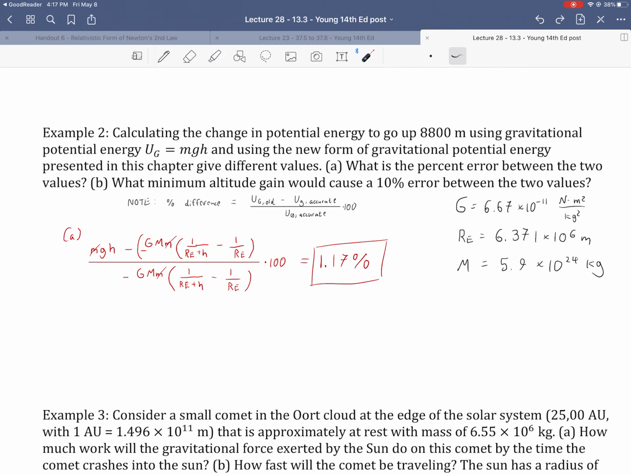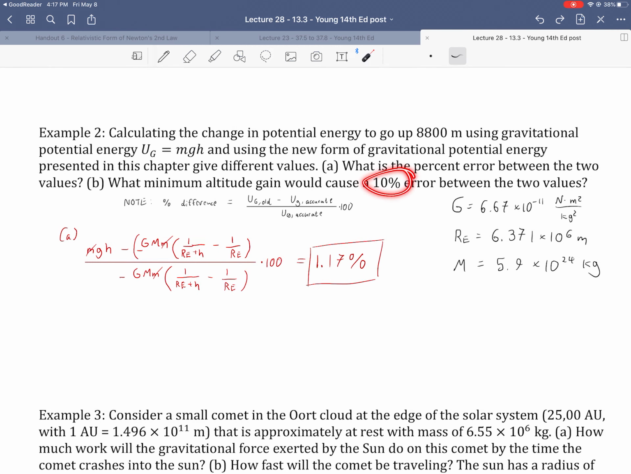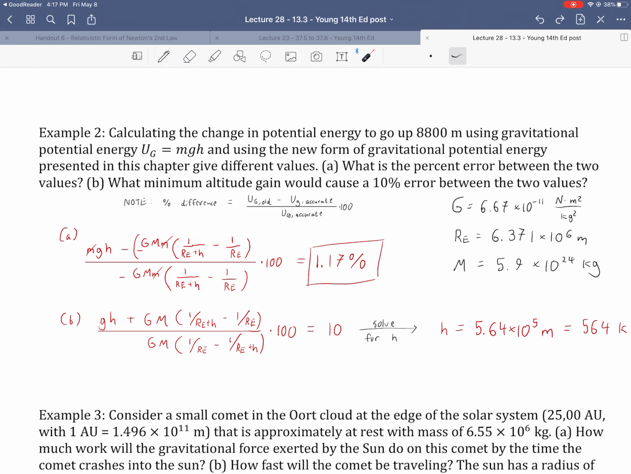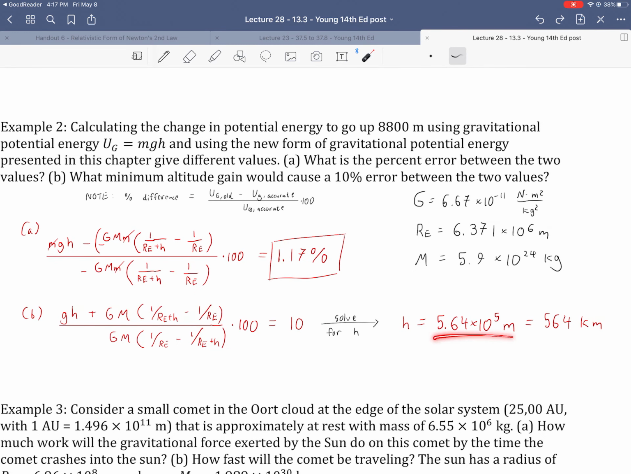Okay, so then I asked here, what is the minimum altitude gain that would cause a 10% error between the two values? Here I set it up equal to 10, and then I solve for h, which is a bit of a bear, but you can just do the algebra. And when you do, you get 5.64 times 10 to the 5 meters, or 564 kilometers. So a lot more than 8.8, because that's what this was, 8.8 kilometers. And in fact, pretty darn high. That's greater than the cruising altitude of the International Space Station at about 350 kilometers.